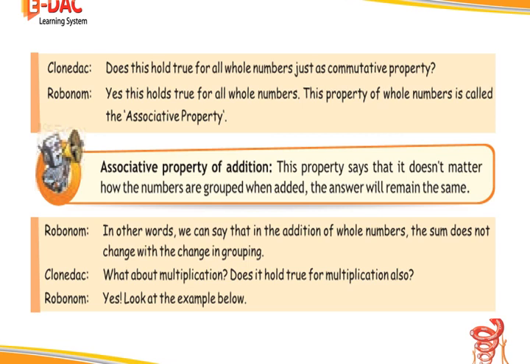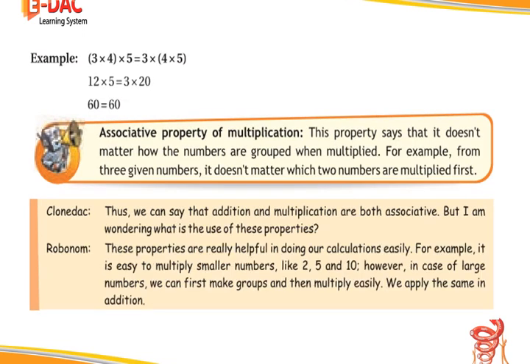Does it hold true for multiplication also? Yes. Let's look at the example below. 3 into 4 into 5, wherein in the first expression we will first multiply 3 into 4, and in the second expression, we will multiply 4 into 5. So that will be 12 into 5 is equal to 3 into 20, because 5 fours is 20 and 3 into 4 is 12. Then 12 into 5 is equal to 60, and 3 into 20 is also 60.